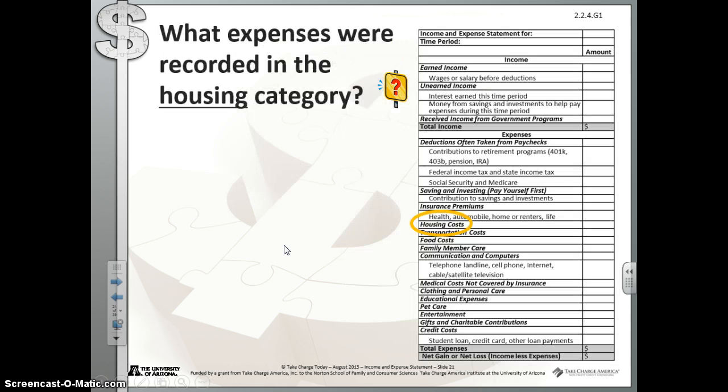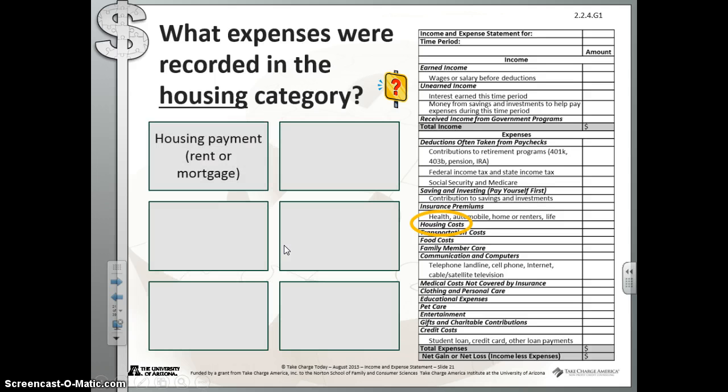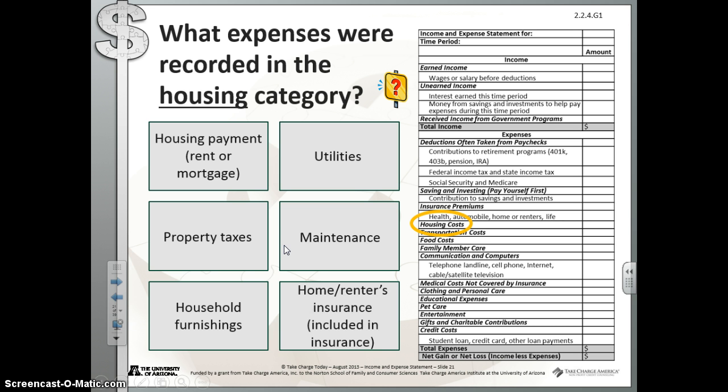What expenses would be under the housing category? House payments, which is your rent or your mortgage. Remember, rent is if I do not own the house, mortgage is if I do own the house. So, some things that I would put under housing costs would be my rent or mortgage, of course, my utilities, my property tax. Remember, I have to pay property tax to be on the land, maintenance to the house, household furnishings, and then home or renter's insurance. So you would include the insurance for the home area.